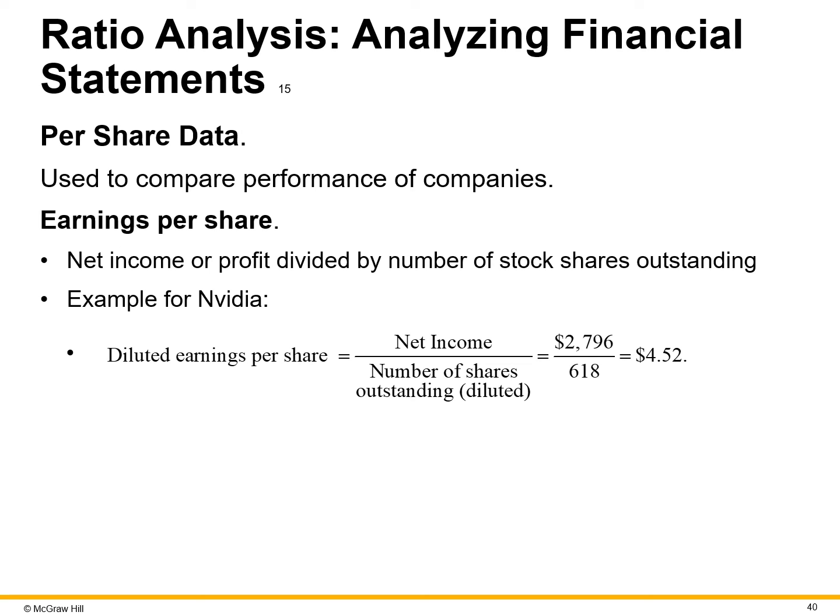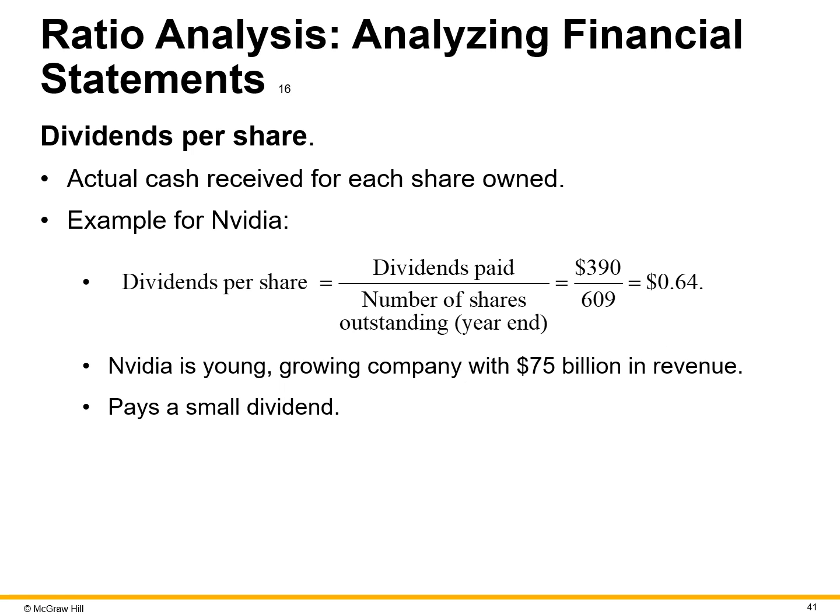Per share data is used by investors to compare the performance of one company with another on an equal basis. Earnings per share equals the net income divided by the number of shares outstanding. Diluted earnings per share equals net income divided by the number of shares outstanding, but diluted. Diluted shares include potential shares that could be issued due to the exercise of stock options or the conversion of certain types of debt into common stock. Dividends per share equals dividends paid divided by the number of shares outstanding. Dividends result in double taxation.